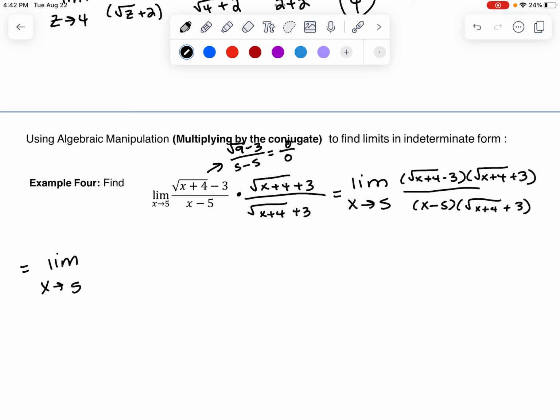The square root of x plus 4 times the square root of x plus 4 is just going to be x plus 4. Then I'm going to do the square root of x plus 4 times 3, which is plus 3 square root of x plus 4. Now I'm going to do negative 3 times the square root of x plus 4, so minus 3 square root of x plus 4. And then negative 3 times 3, minus 9.